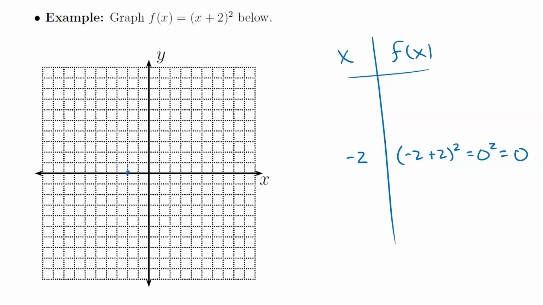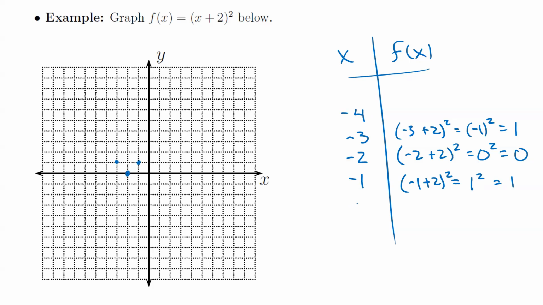So we end up right here. And then, like we did on the last one, let's go on either side of that. So negative 3 plus 2 squared, so negative 3, 1. Negative 1 plus 2 squared is 1 squared. Sorry, I'm just full of mistakes on these, full of typos. Equals 1 squared, which equals 1. And then go 2 in each direction.